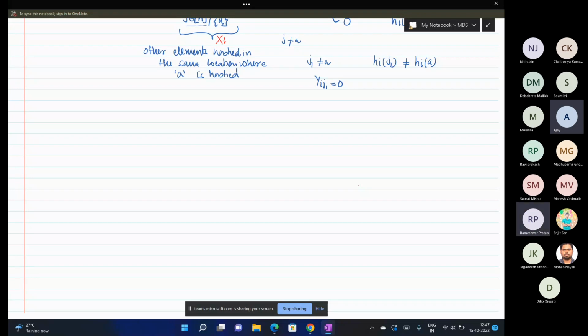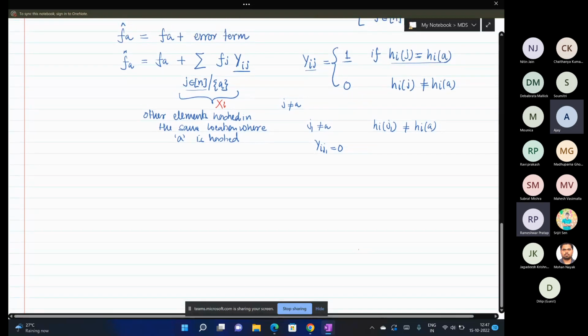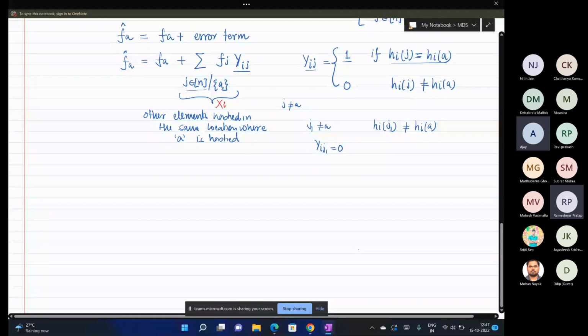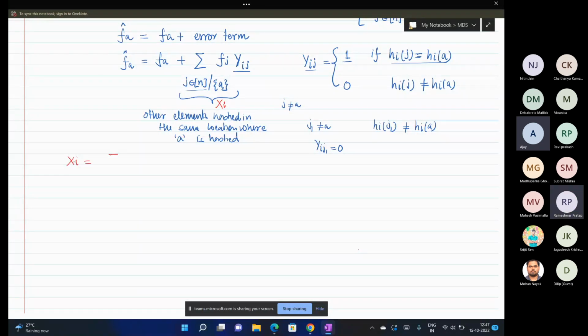Suppose I'm denoting this error due to hash function hi by the term xi. So this xi is the sum of fj yij, where j is in n minus a. Again this is a random variable, and we would like to compute its expected value, or basically some statistical measure. So we'll just try to calculate its expected value.